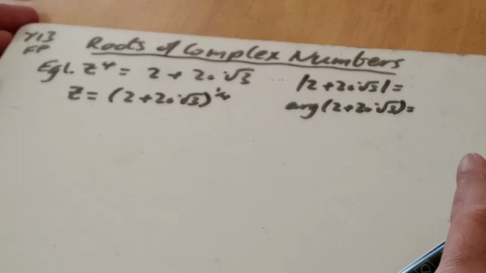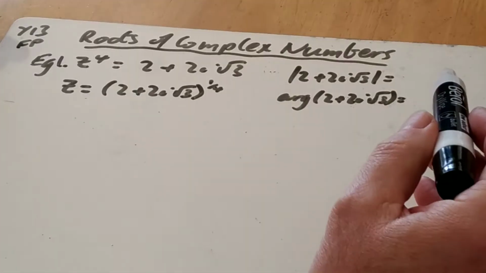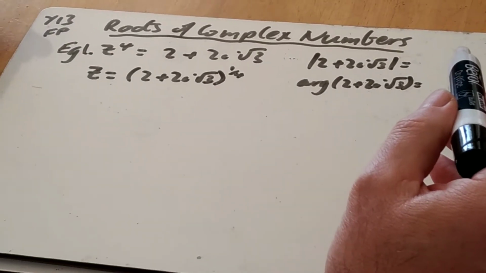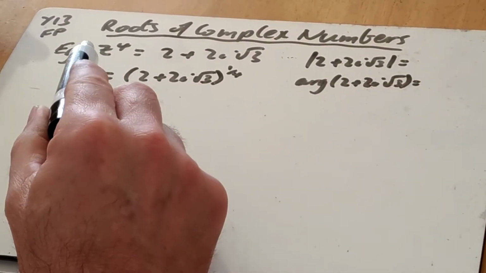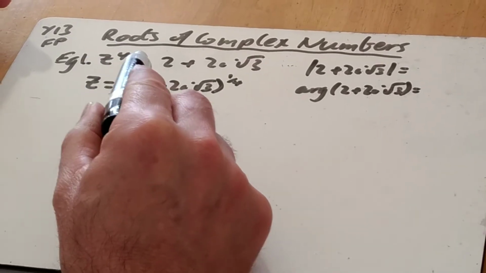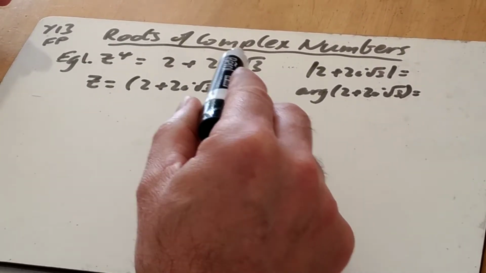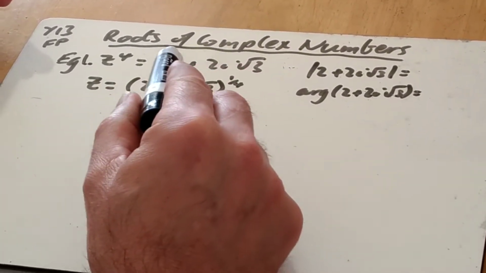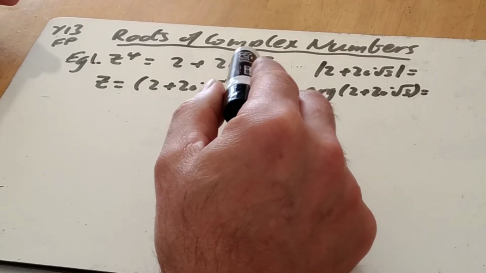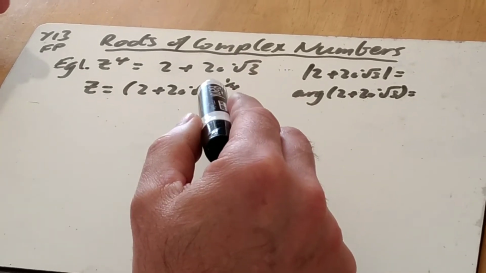Okay, we're going to look today at finding roots of complex numbers, which is an interesting little concept. So, for example, we've got a complex number z to the power of 4 equals 2 plus 2i root 3. We're going to try and find what z is. We're basically going to find the fourth root of this complex number here.